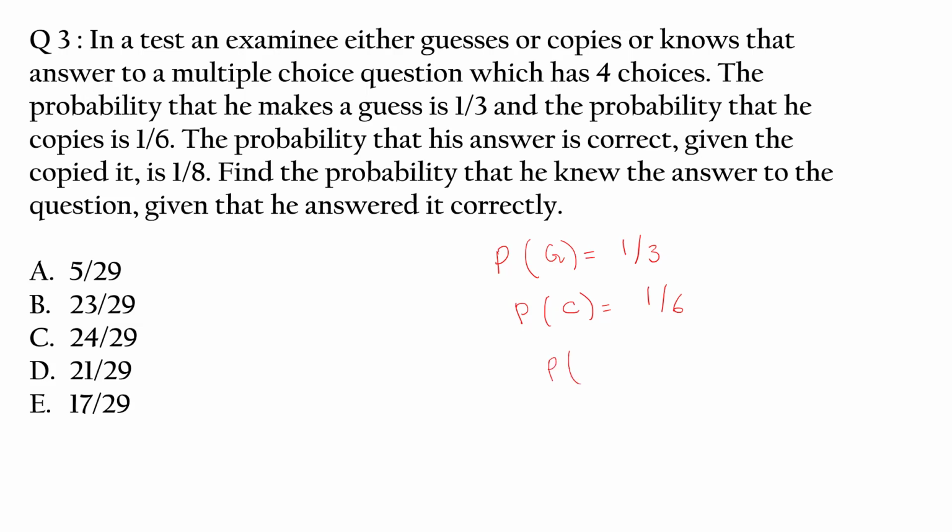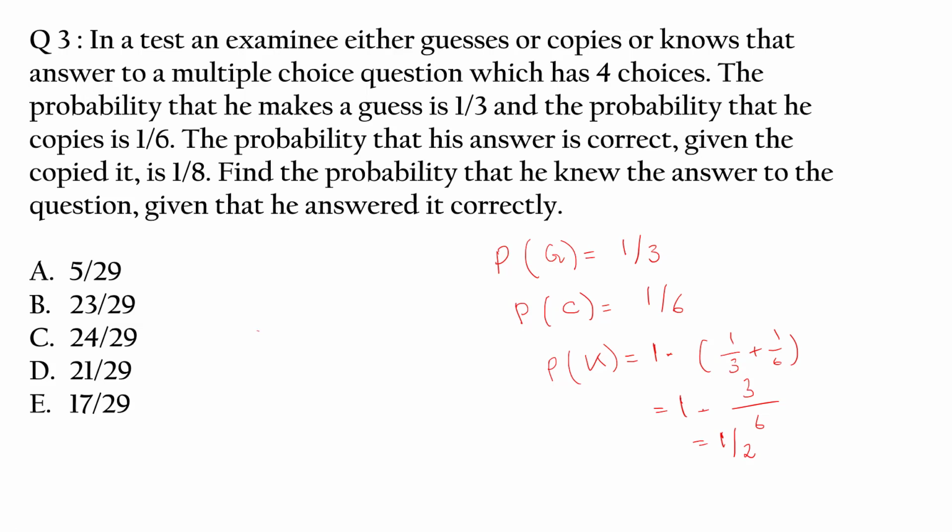So the probability that he knows the answer will be 1 minus (1 by 3 plus 1 by 6), which is equal to 1 minus 1 by 2, which is equal to 1 by 2. There's a 50% chance that he knows the answer.